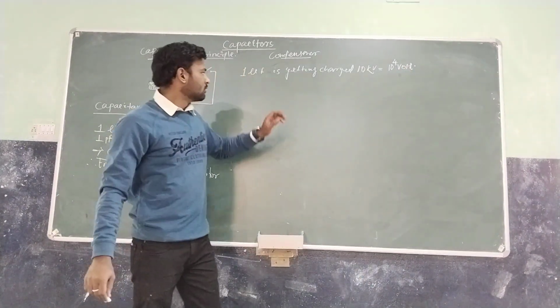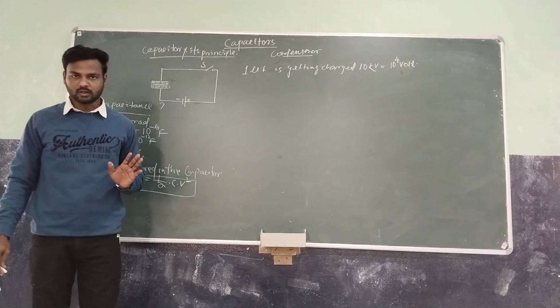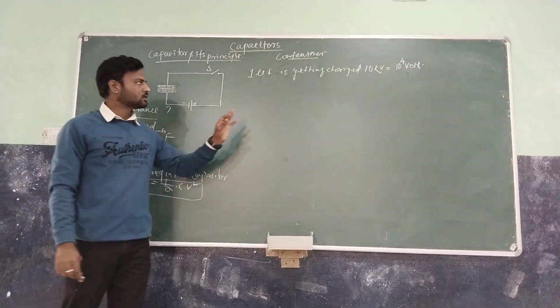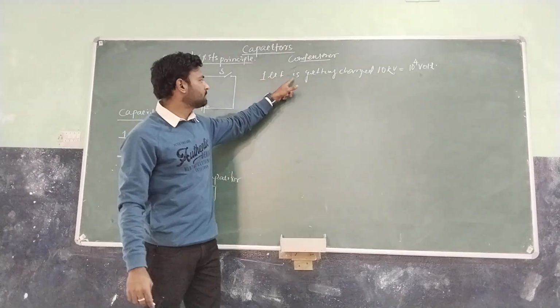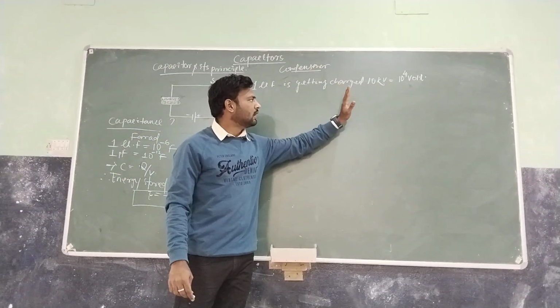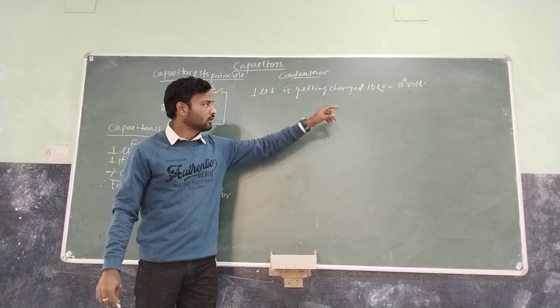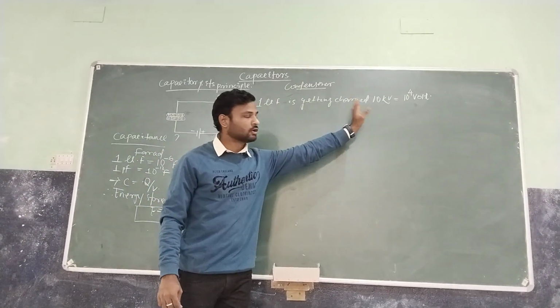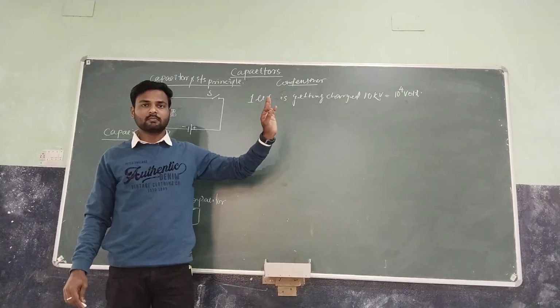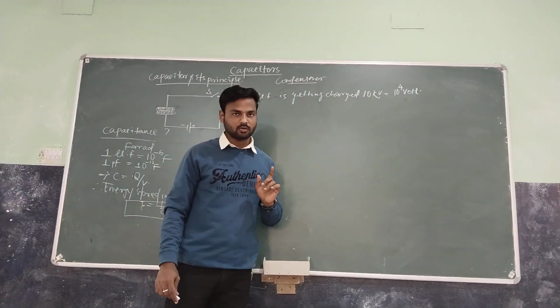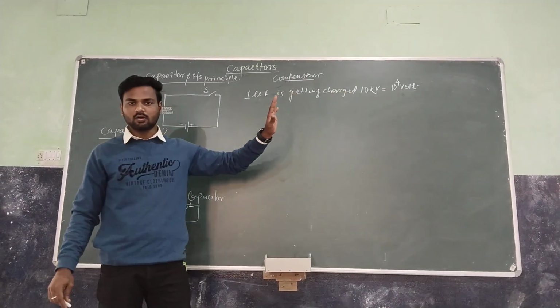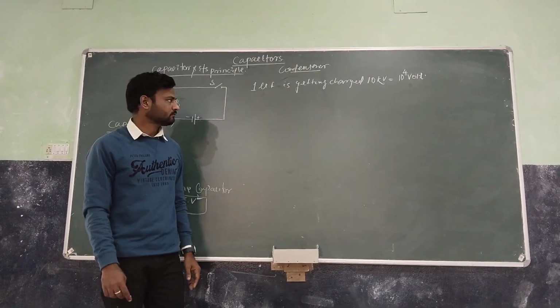So what will be the energy stored in the condenser? The question is: a 1 microfarad capacitor is getting charged at 10 kilovolt. 10 kilovolt means 10 to the power 4 volt, because 1000 volt is equal to 1 kilovolt. So 10 kV is equal to 10 to the power 4, or 10,000 volt.